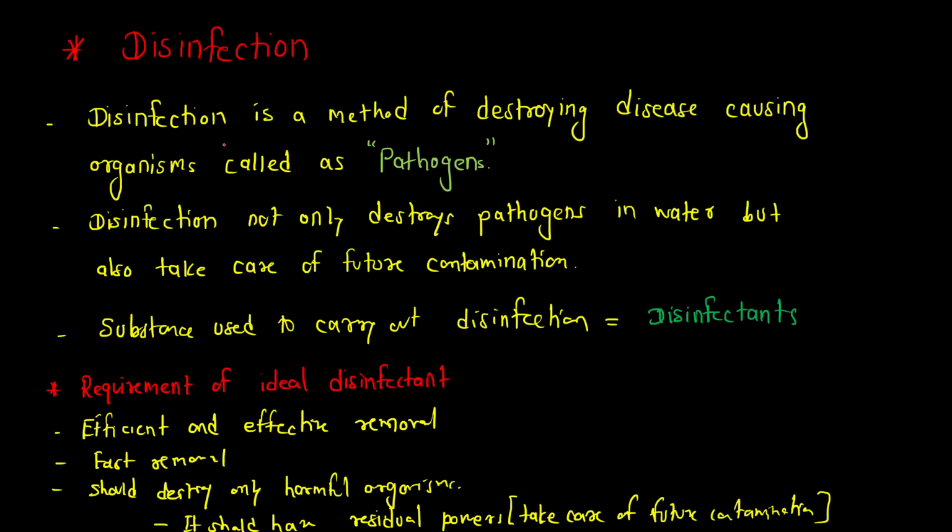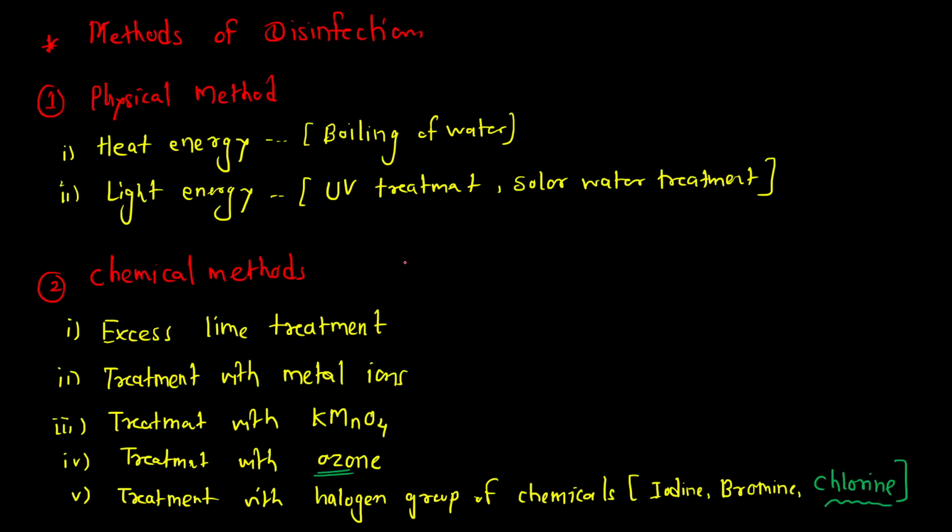So we have started with the next treatment unit in water treatment plant, that is disinfection. Disinfection means it is a method of destroying any disease causing microorganisms, that is destroying the pathogens. We have seen the various methods. Mainly they are classified into physical and chemical. We'll be studying in this video the physical methods, that is boiling and UV treatment.